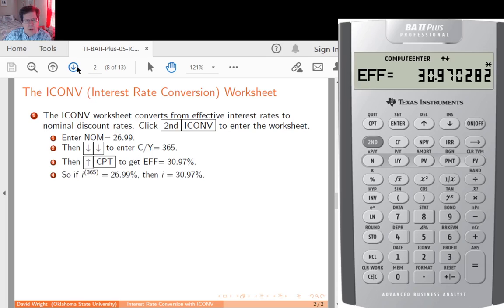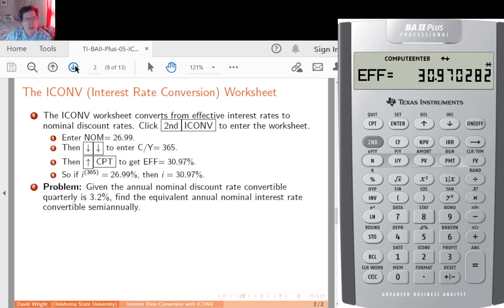Okay, so that's a summary there. If the convertible daily rate is 26.99%, then the effective annual rate is 30.97%. You still need to know the algebra behind this as well, but we're just giving the basic steps using the ICONV worksheet.